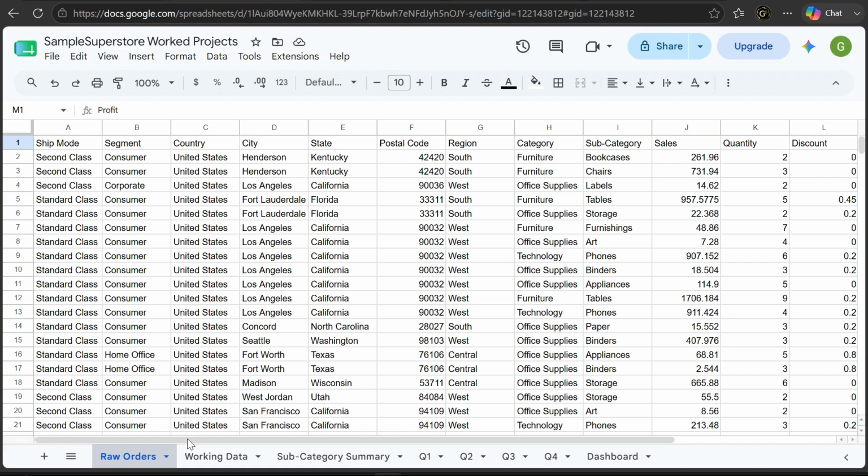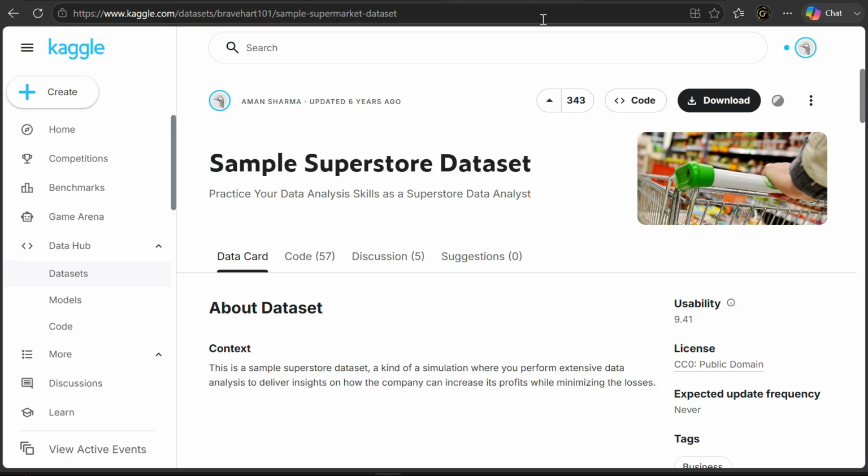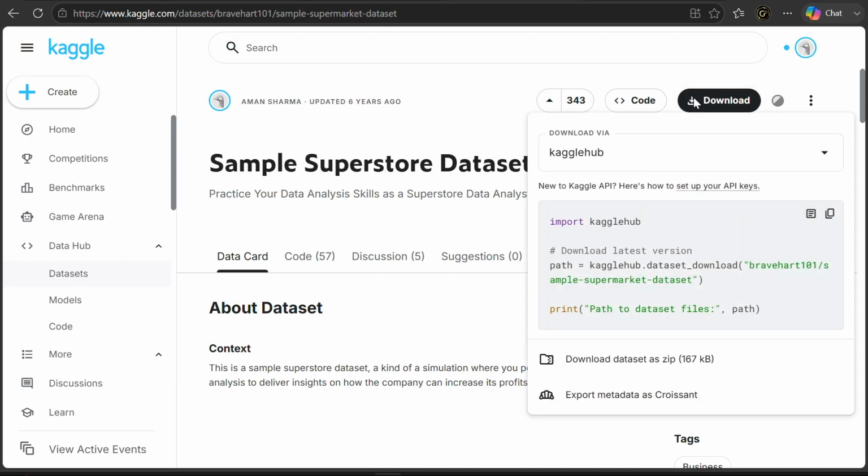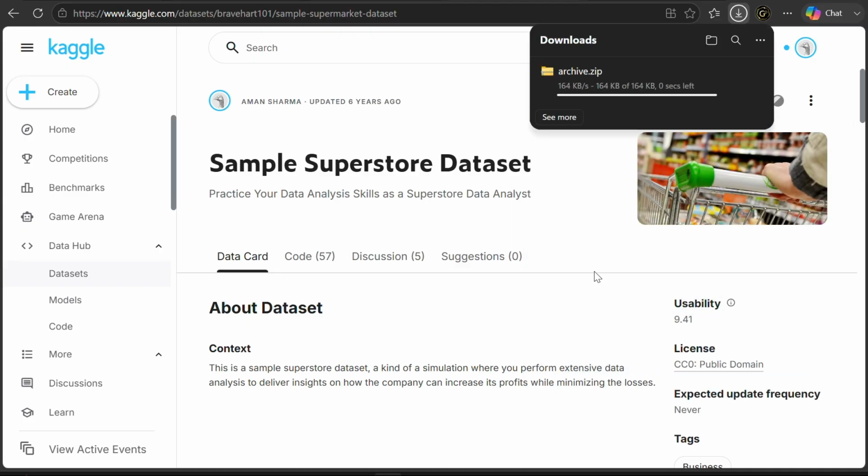So let's head forward to download the data set. By the way, I'm going to drop the link to these data sets in the description of this video so you can follow along in this project. I already have it here, but because I want to start afresh, I'm just going to download it and proceed from here. So I'm going to say download, and download the data sets as a zip file. So let's see.